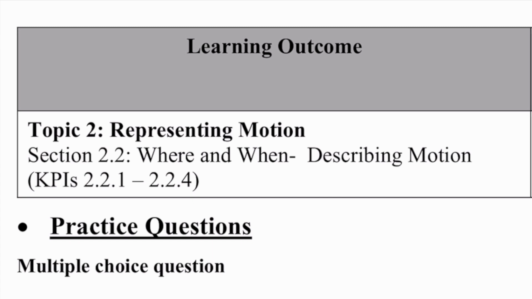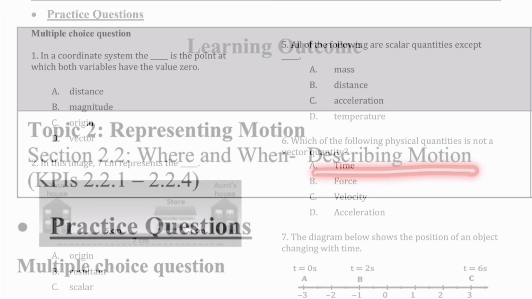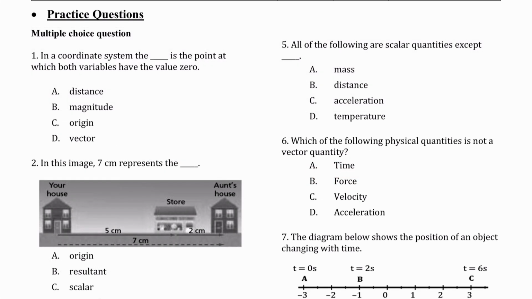Hello, practice questions on Unit 2 representing motion, where and when, or describing motion. Question number 1. In a coordinate system, the blank is the point at which both variables have the value 0. The right answer here is the origin.